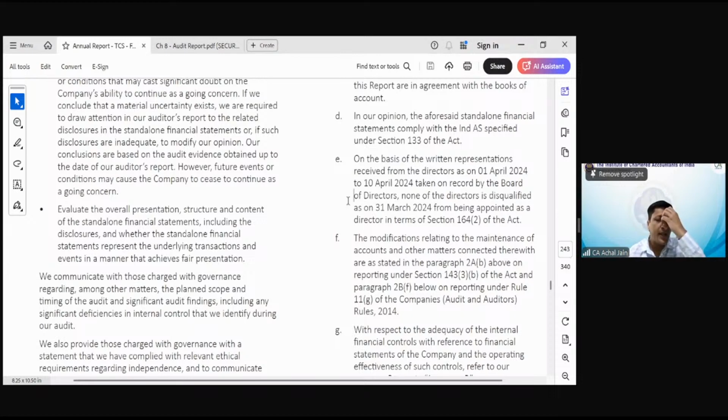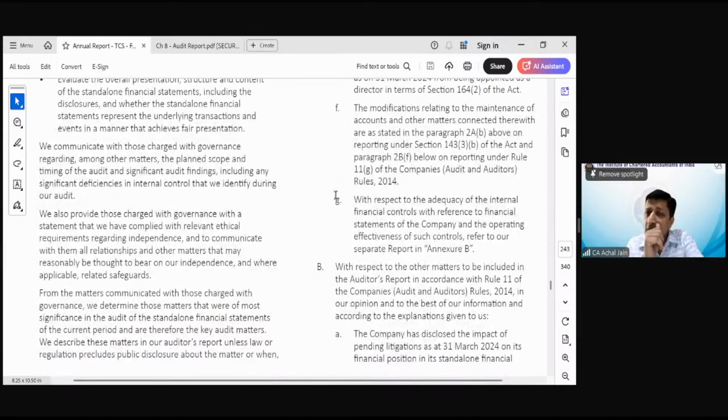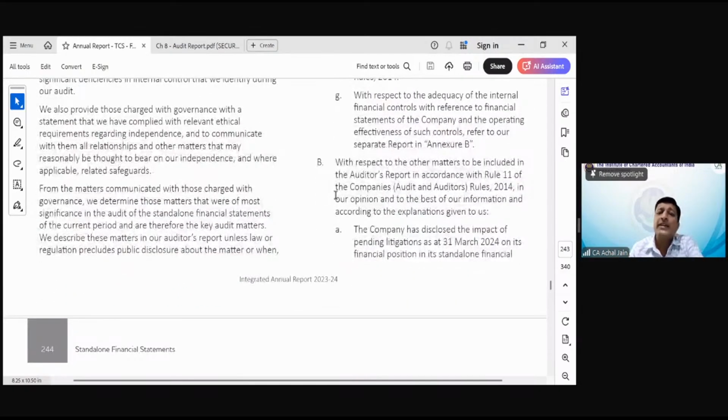Again, looks okay. Next, modifications relating to maintenance of accounts, other matters connected with, as are stated in para 2AB above and 2BF below. Okay, so all of those we are covering. With respect to the adequacy of internal financial controls with reference to financial statements of the company, he is saying refer annexure B.